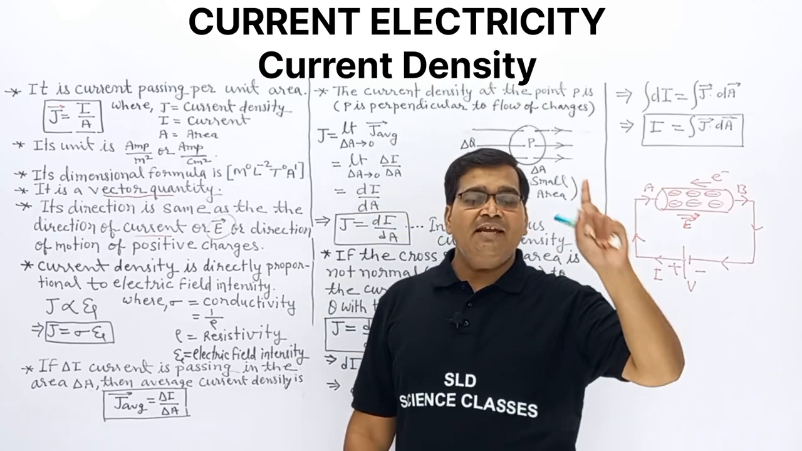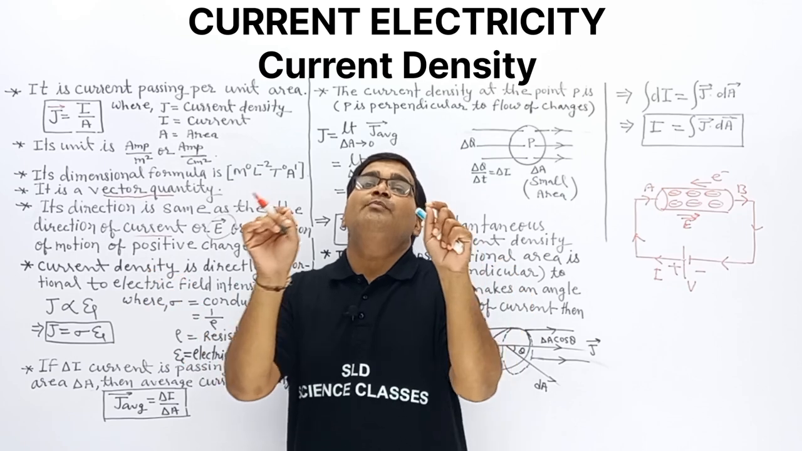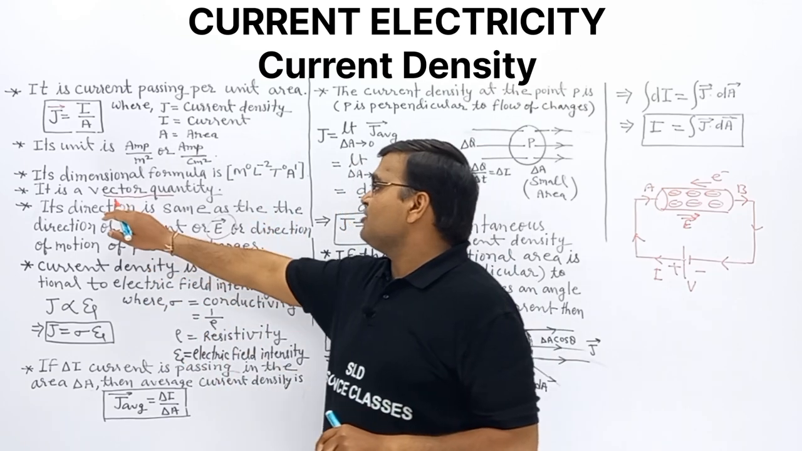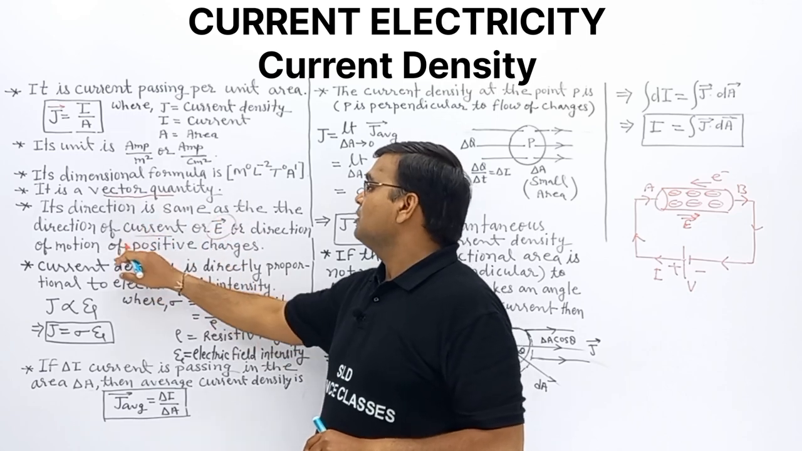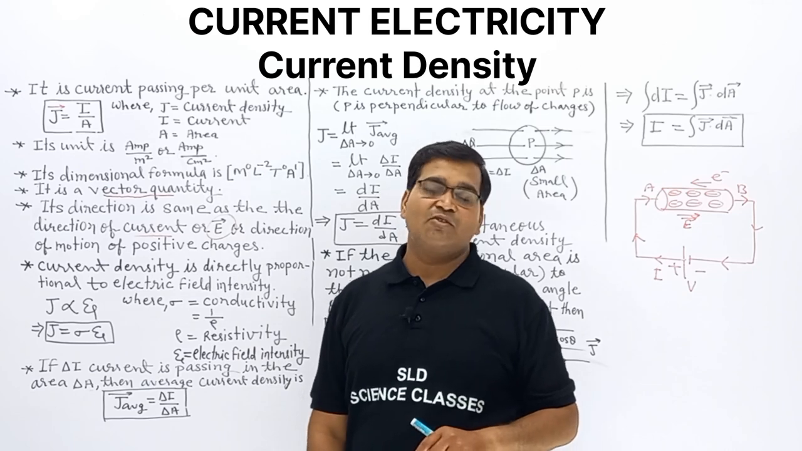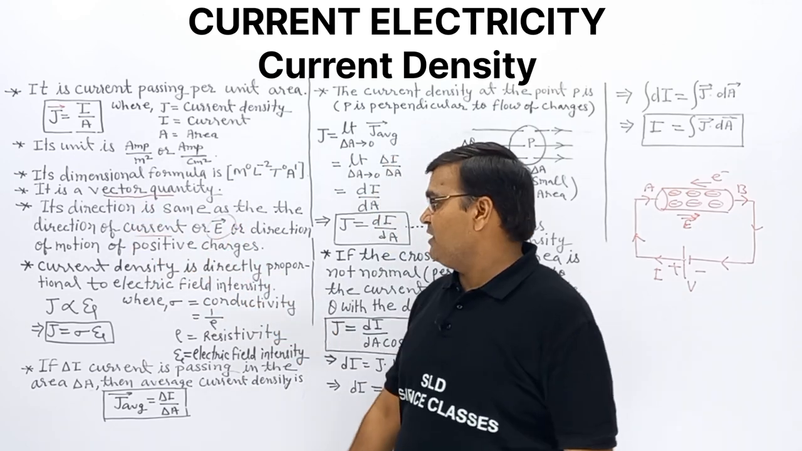It means current density direction is electric field direction. So both will be what? Proportional. Are you getting what I am saying? Current density direction is the direction of current, electric field, or motion of positive charges. So we can say current density will be directly proportional to electric field intensity.